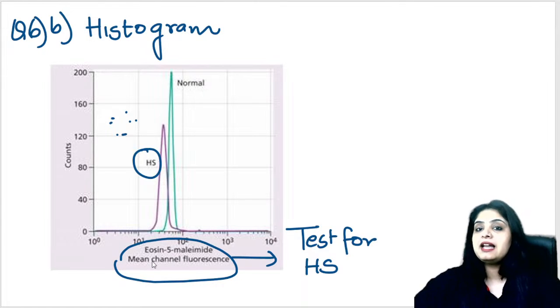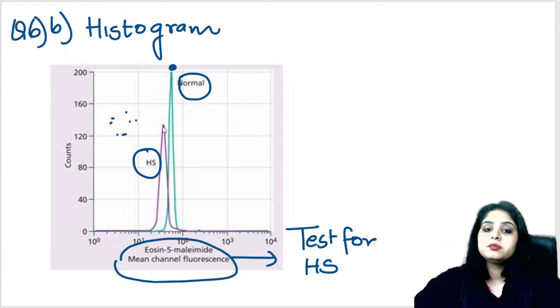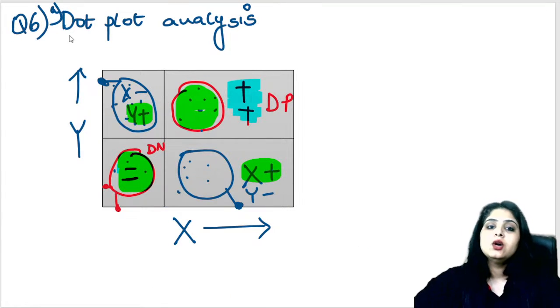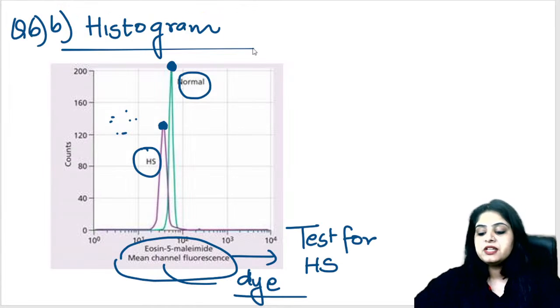So eosin 5 maleimide, as you can see, in a normal person the color will be too much, and in a hereditary spherocytosis person the color will be less. Why am I saying this? Because eosin 5 maleimide is a dye. So in a normal RBC the color will be more, in a defective RBC the color will be less. When you're getting such peaks, that is going to be a histogram. So last question, guys, tell me what are the two types of graphs that you get in flow cytometry? One is your dot plot analysis, and the other is going to be a histogram.